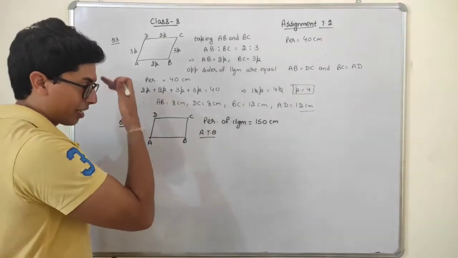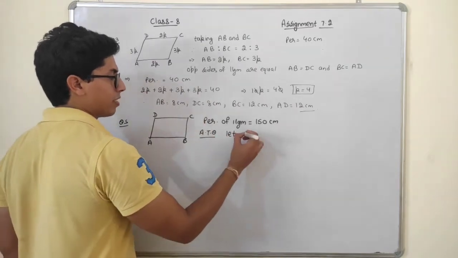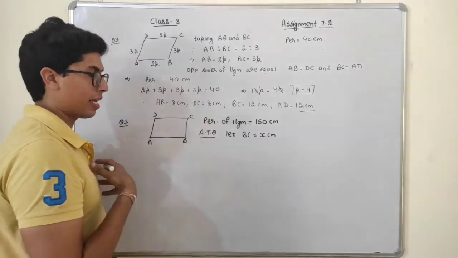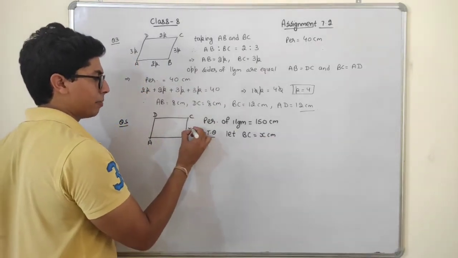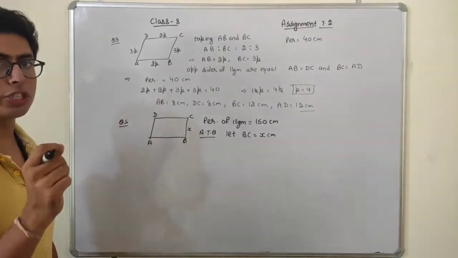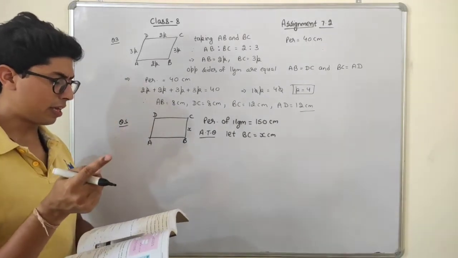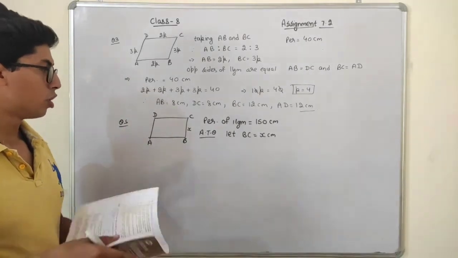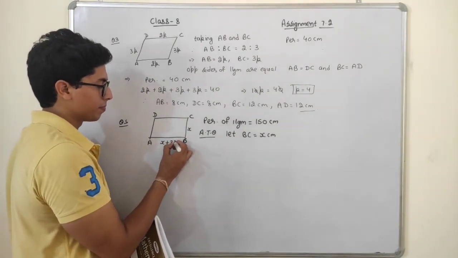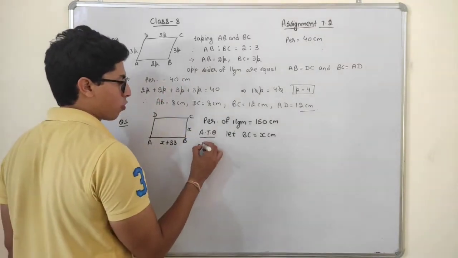That means let BC be equal to x centimeter. I suppose that the smaller side is x centimeter. Now it is given in the question, students, that the bigger side, that is the longer side, is greater than the other by 33 centimeter. So this will be 33 more, so this will be x plus 33. Okay, students. Similarly, opposite sides of a parallelogram are equal.